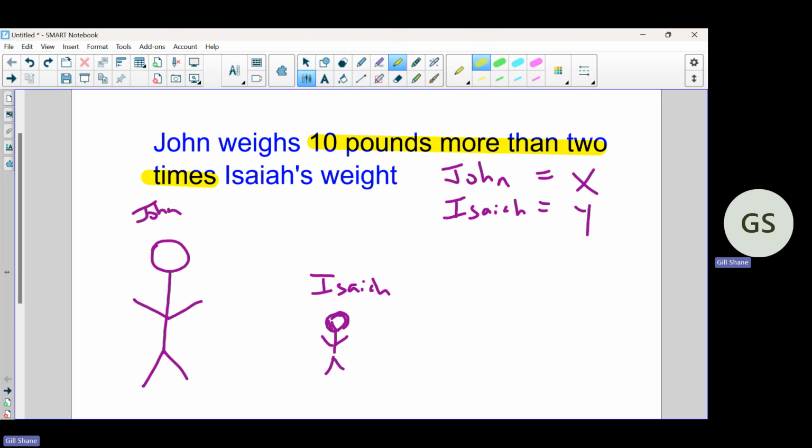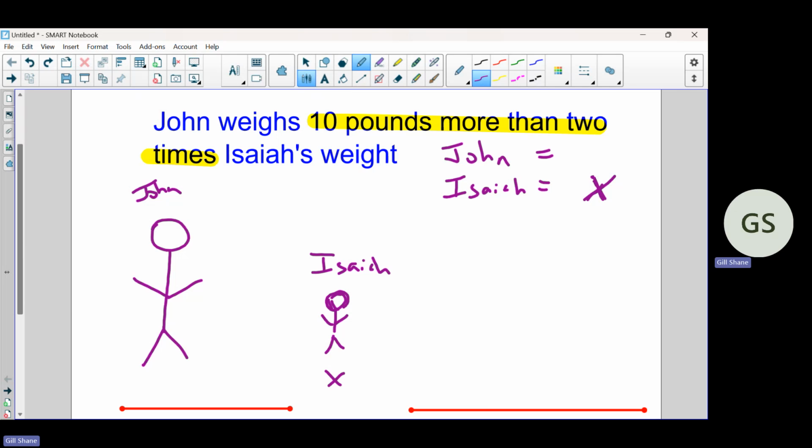So now let's say I'm going to start with Isaiah's weight. And I'm going to create equations, or really they're not equations, they're expressions at this point, but you can think of them as equations, that's fine. I know Isaiah's smaller, and I'm going to need to do something to Isaiah's weight to get to John's weight. And what I do is that yellow highlighted part. So if Isaiah is X pounds, all I have to do is say, okay, well, I know that John is 10 pounds more. Ignore the red lines down there. 10 pounds more, so I'd be adding 10 to something.